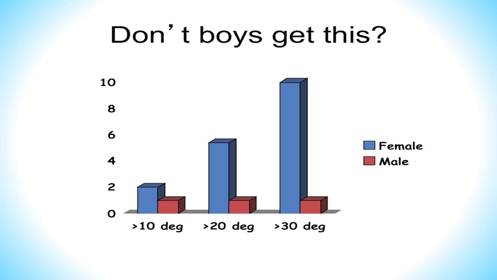If we take a look at the next slide, you'll find that in terms of the small curves, there's really no difference between boys and girls in terms of the prevalence of scoliosis. But if you take a look at the larger curves, the ones which actually require treatment, there's almost a 4-to-1 ratio of boys to girls.